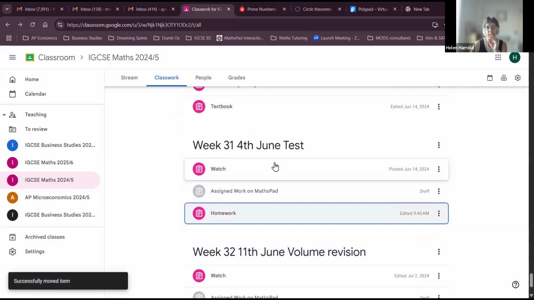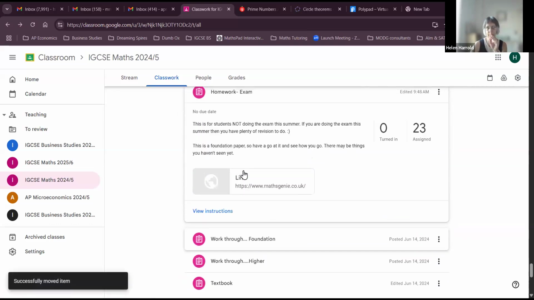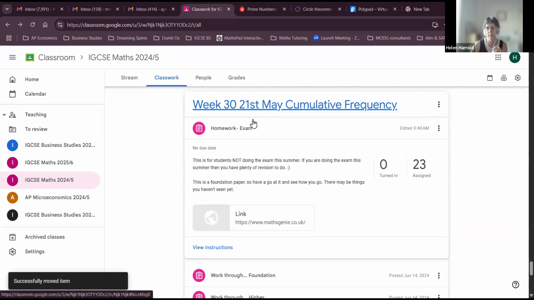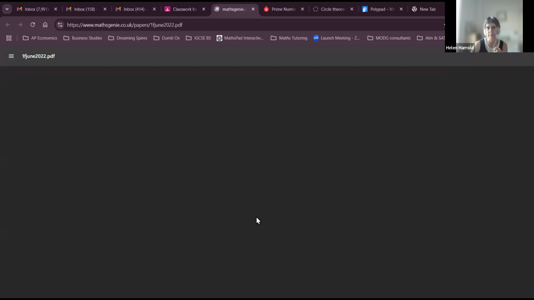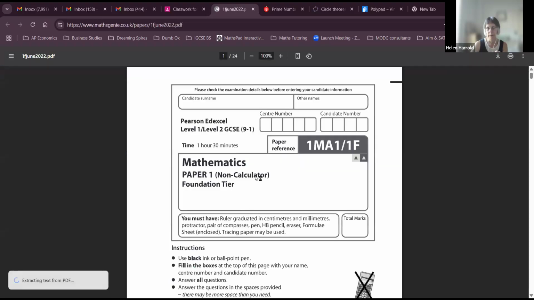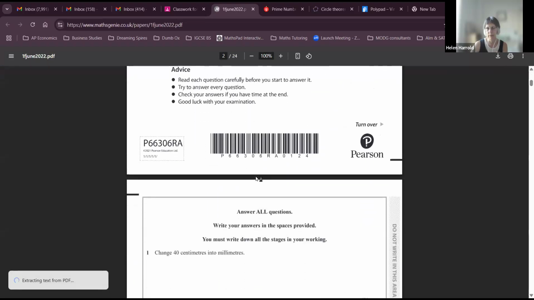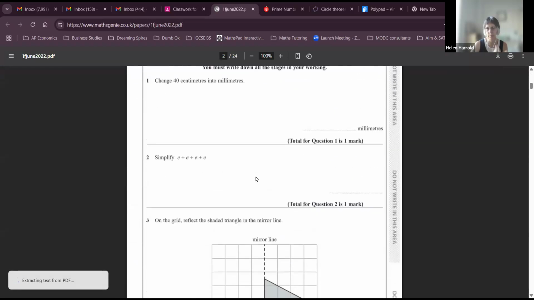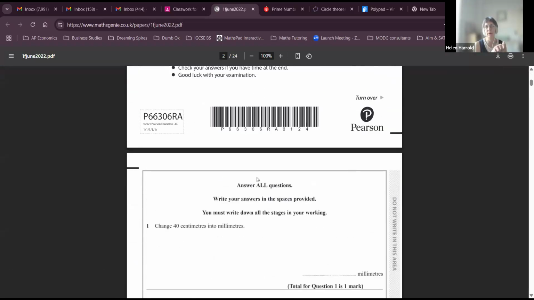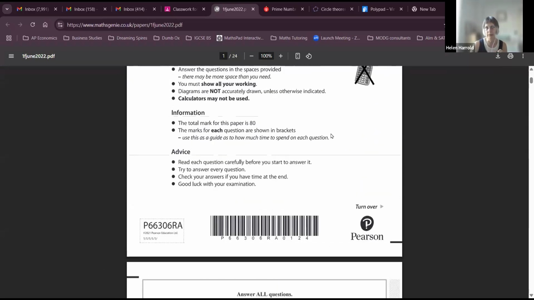So it makes sense. Okay, so over the half term, there's an exam and it's a foundation paper. It'd be much better if you revised and then tried to do the foundation paper in the actual time.